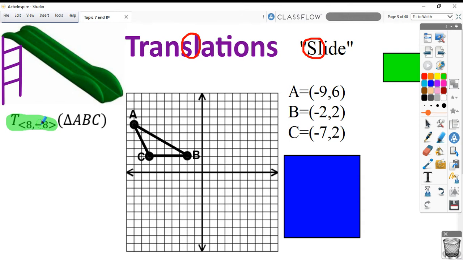So we start off right here with our original image. It has 3 points. It's a triangle, and the three corners are located at A, B, and C, these given points right here. And what we need to do is look at the numbers that are given to us. The number that's given to us first is 8. This number has to do with our x values.